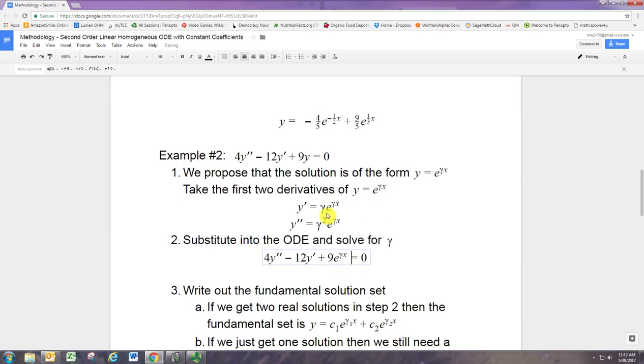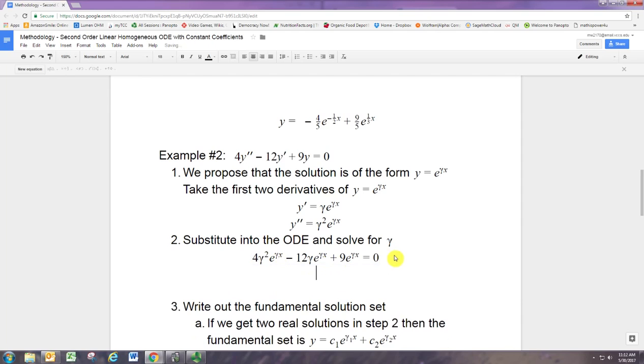So start to look for how you can take a shortcut here, because you don't really need to make this substitution when you become comfortable with it. You'll see that you can just take the constants and replace the order of the derivative with the exponent of gamma. So here we have 4 gamma squared minus 12 gamma plus 9 equals 0.